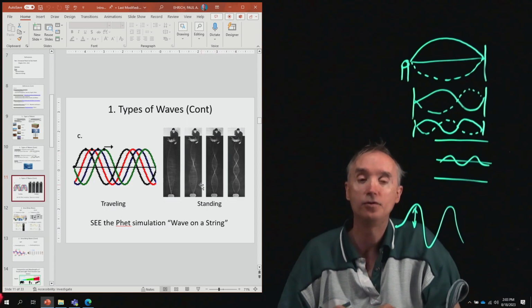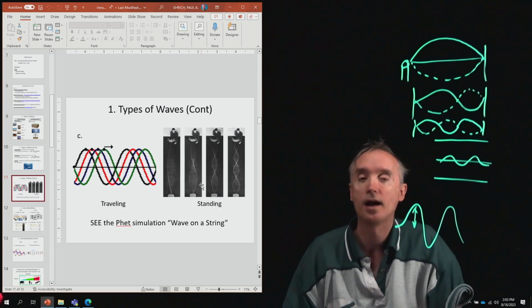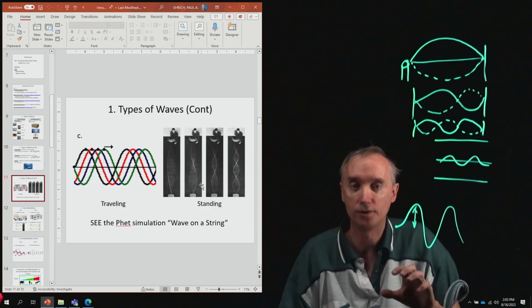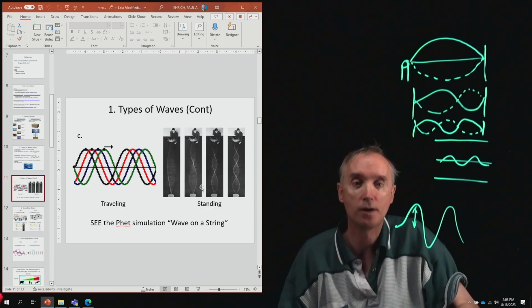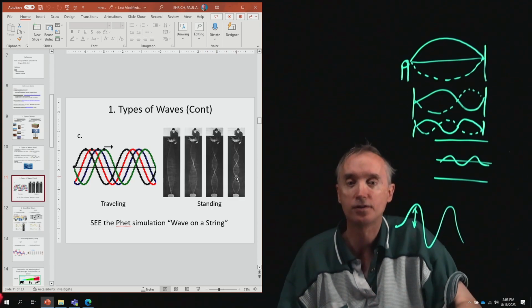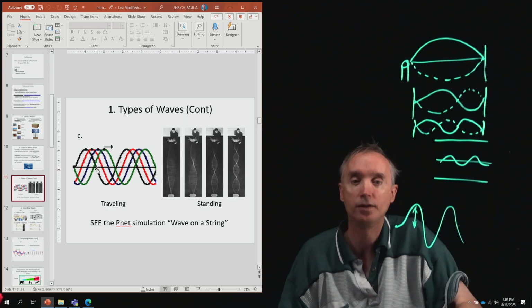Now, in a future lesson, we're going to learn how to actually calculate the frequency that corresponds to each of these different kinds of standing waves. But we're going to do that later. I just want you to see the difference between a traveling wave and a standing wave.